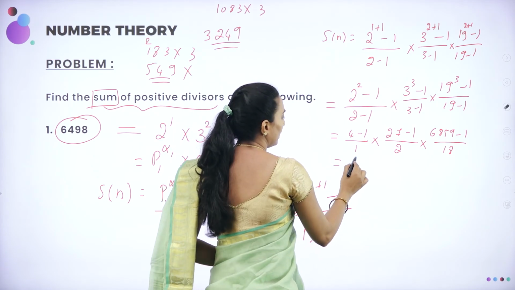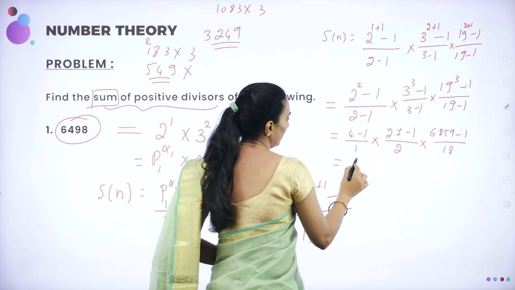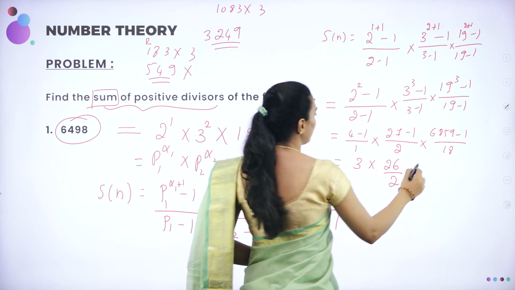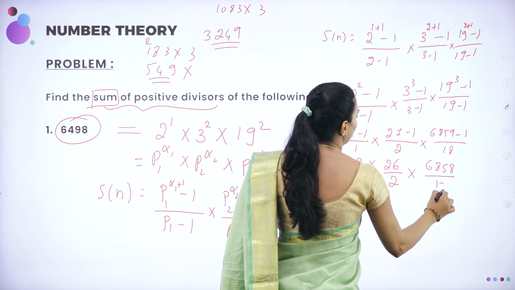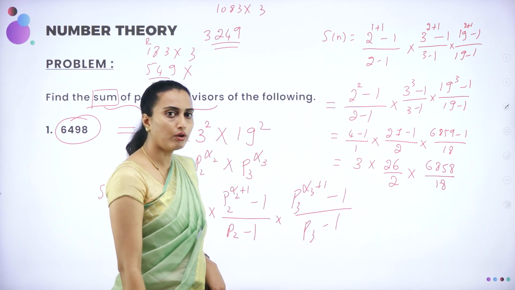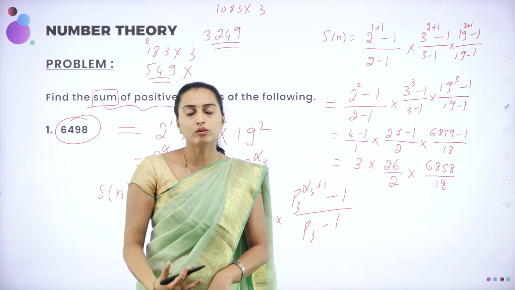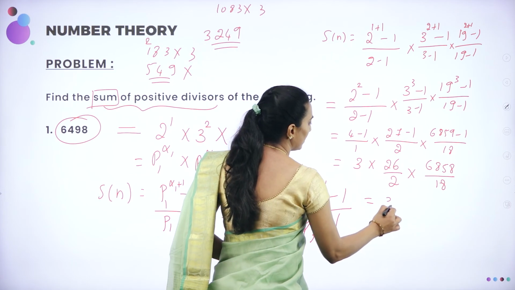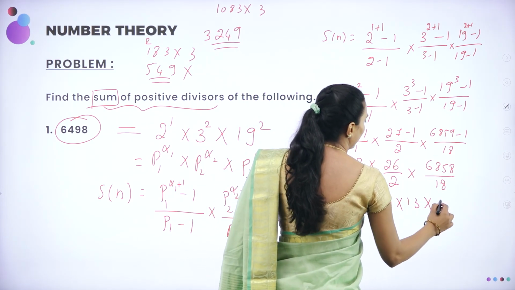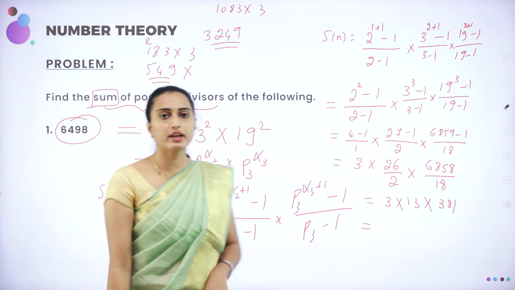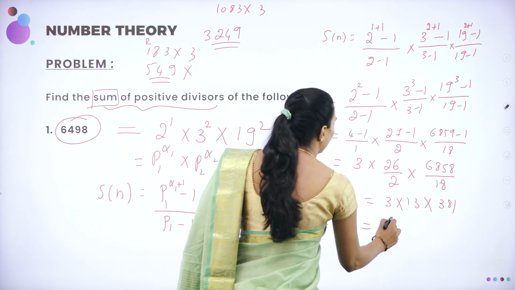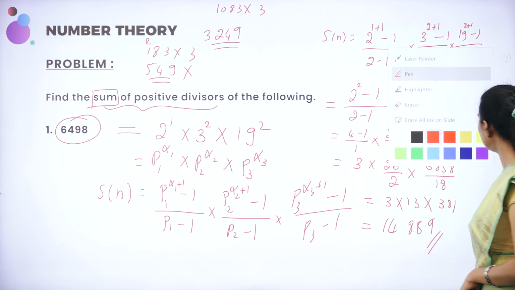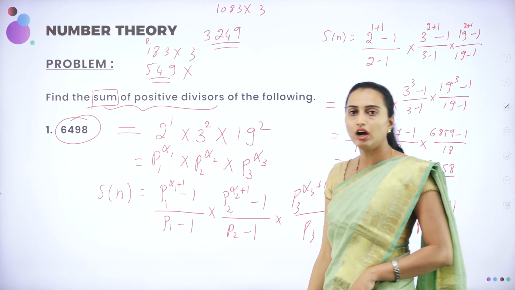Next you are going to have 3 by 1 is 3. You are going to have 3 into 26 by 2, into 6859 minus 1 is 6858 divided by 18, correct? If you do this, you are going to get the answer. Please check over the answer here. If you multiply, you are going to get the answer, which is 3 into 2 ones are 2, 13, again 381. Now you are going to get the answer for this as 14,859. Okay, this is your answer. 859 is your answer.